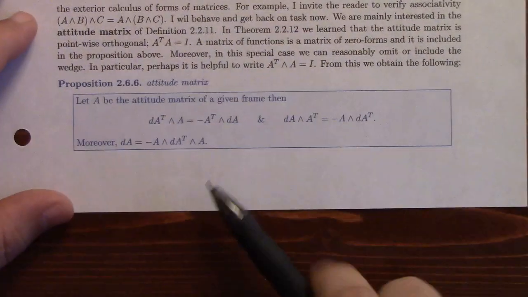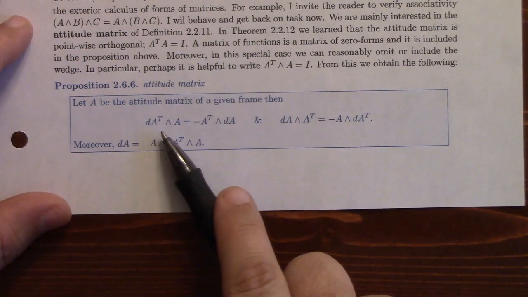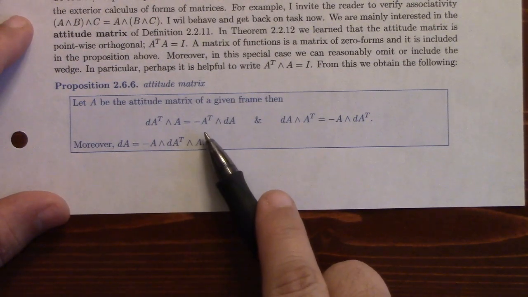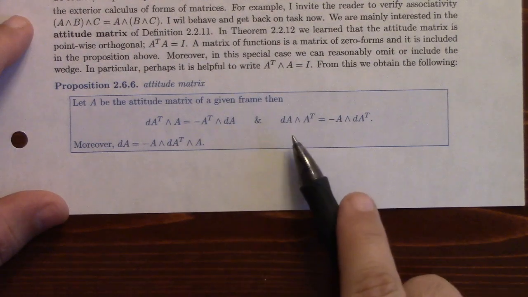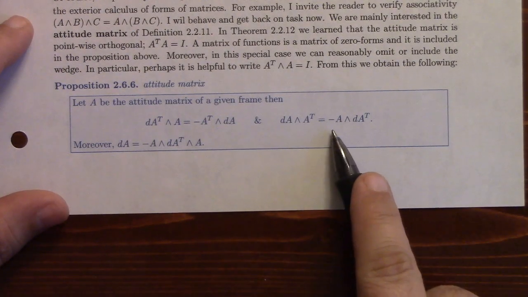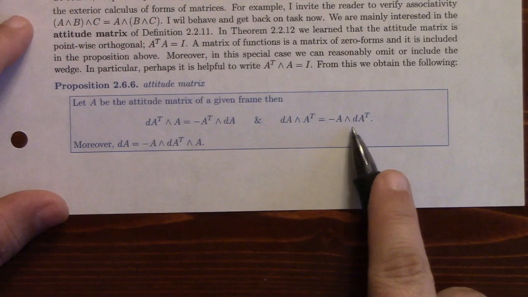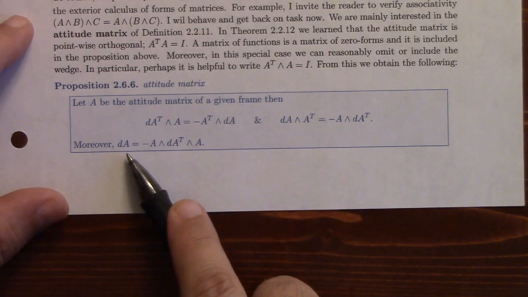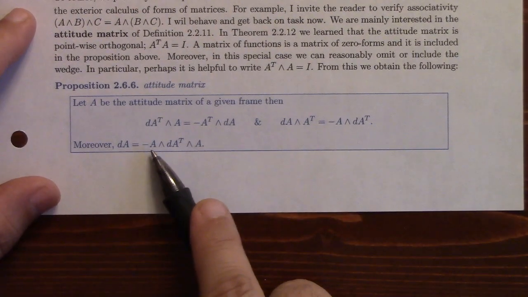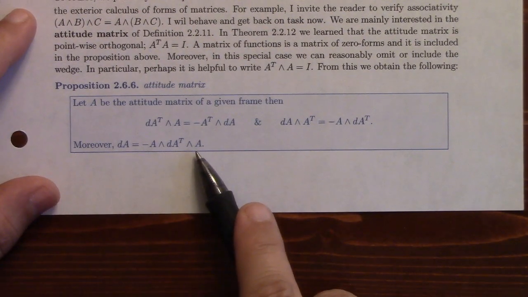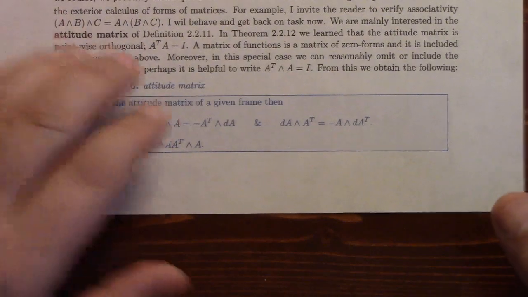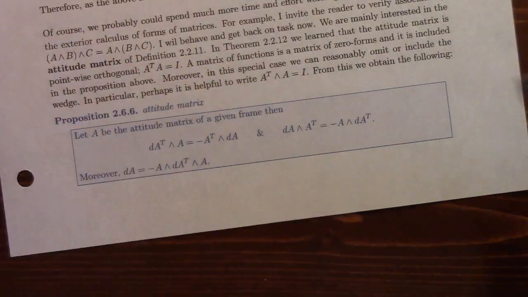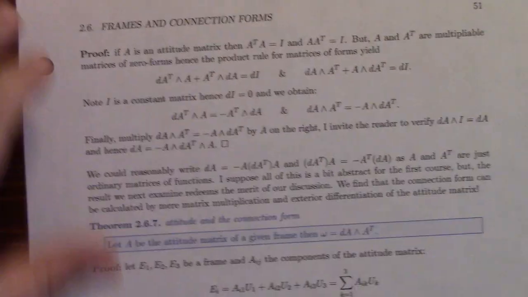And so because of that, we have this attitude matrix proposition, which is that dA transpose wedge A is equal to minus A transpose wedge dA, and likewise dA wedge A transpose is equal to minus A wedge dA transpose. Or more to the point, we can write the exterior derivative of the attitude matrix simply as minus A wedge dA transpose wedge A, which is kind of neat. Now the proof of that is almost immediate from the proposition which follows, but I'll go through it.